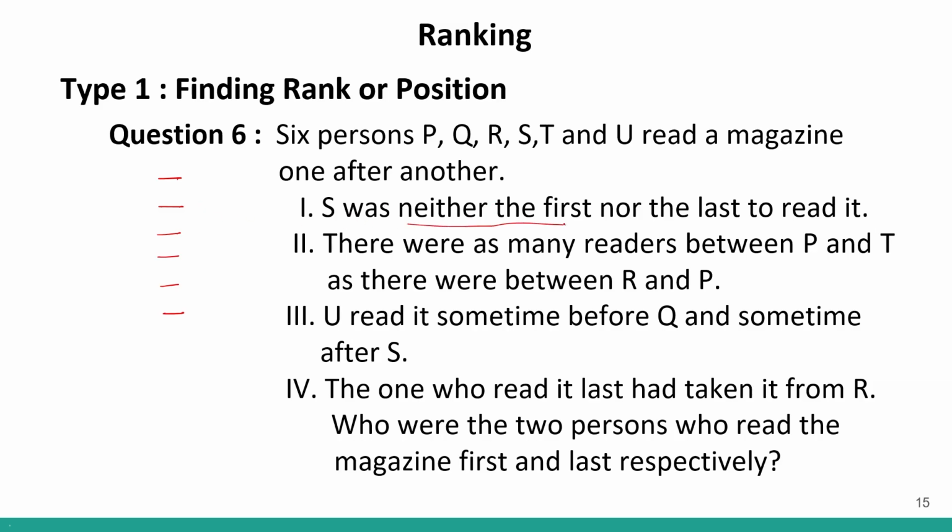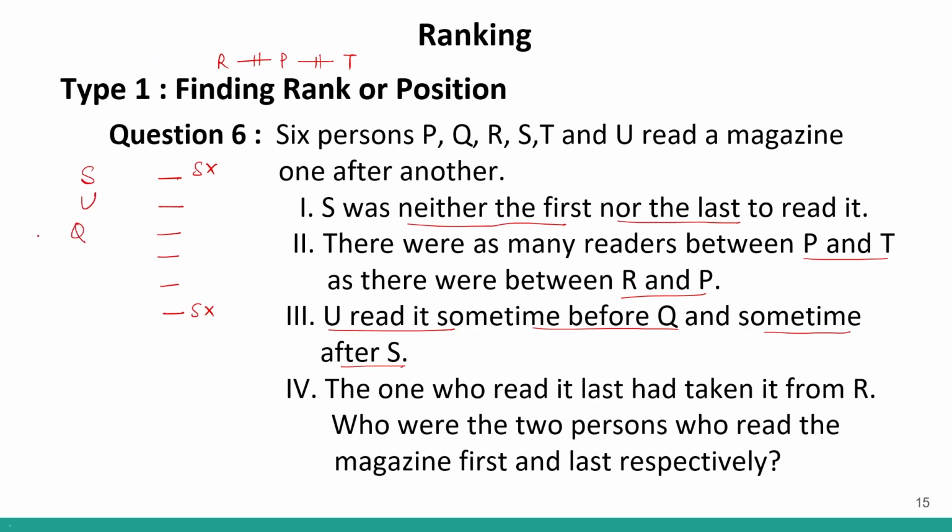S was neither the first nor the last. So S cannot come here and S cannot come here. There were as many readers between P and T as there were between R and P. So between R and P and between P and T, there were the same number of people. Correct? U read it sometime before Q and sometime after S. So U is reading it sometime before Q and sometime after S.